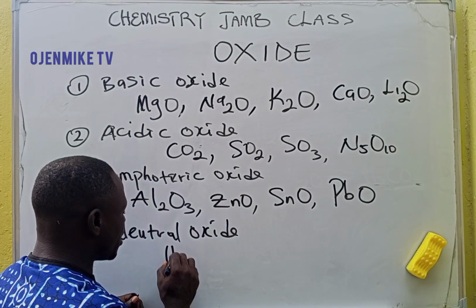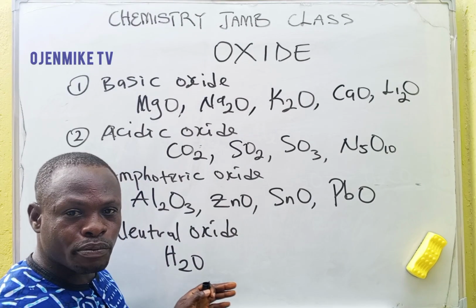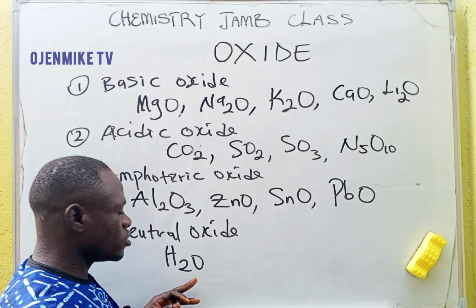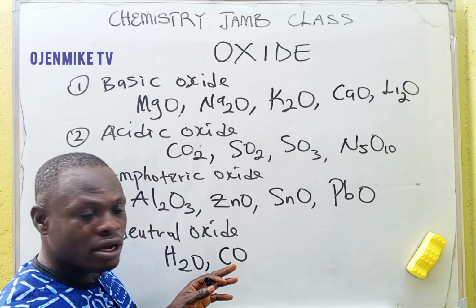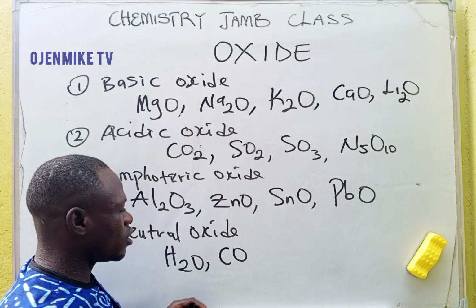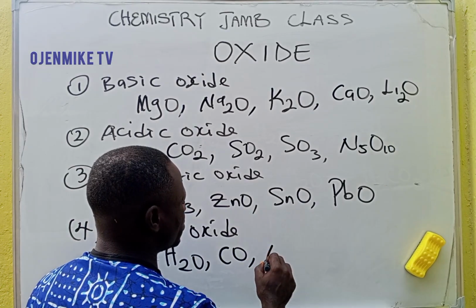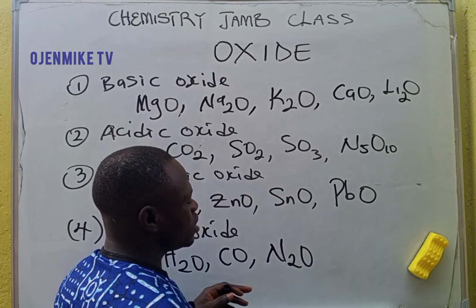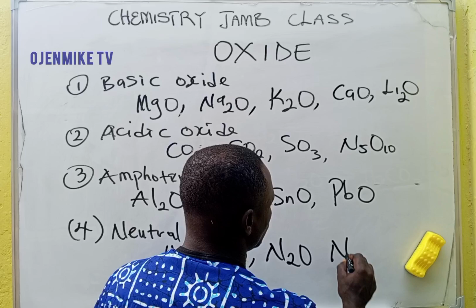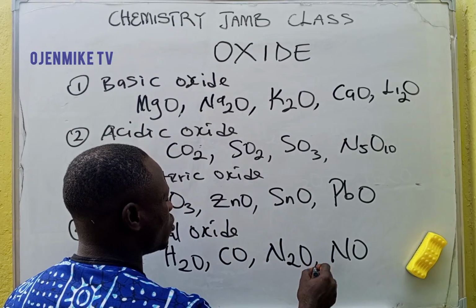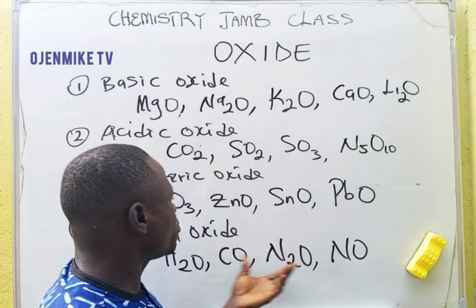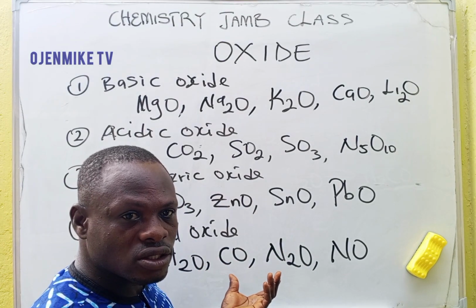Examples of neutral oxide, we have water. Water is a practical example of a neutral oxide. Are you following? We also have CO, carbon monoxide, a practical example of a neutral oxide. We have N2O as another example. We have NO as another example of neutral oxide. All these ones are examples of neutral oxide. Do you get that?